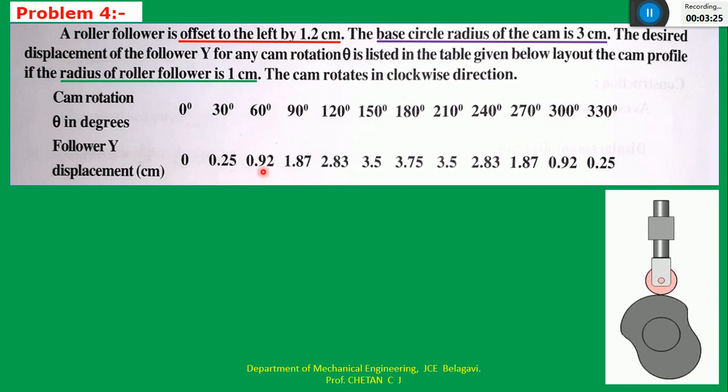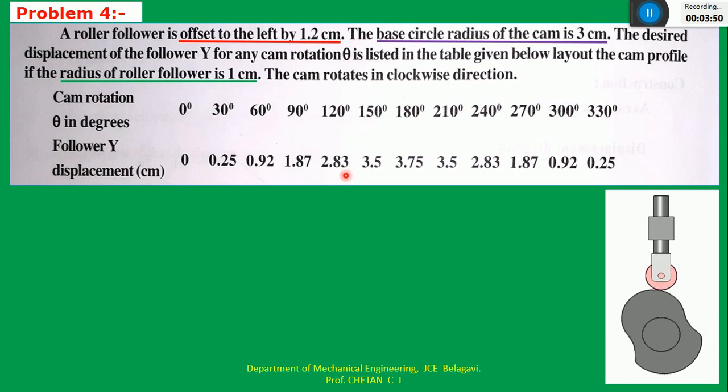then 0.9 to 1.87. So you can see there is a gradual increase in the height. This distance is nothing but the vertical distance that is covered by this follower. You can consider any one point as a reference. You can take the midpoint or the center of this roller as a reference, and it will travel through some distance, from 0 mm to 0.25, 0.9 to 1.87.